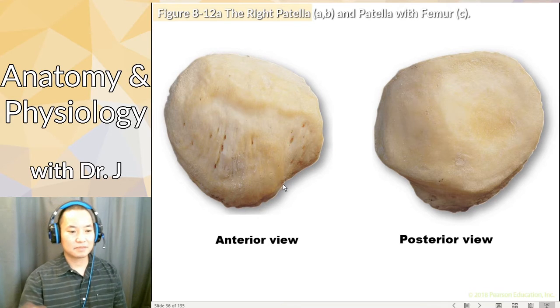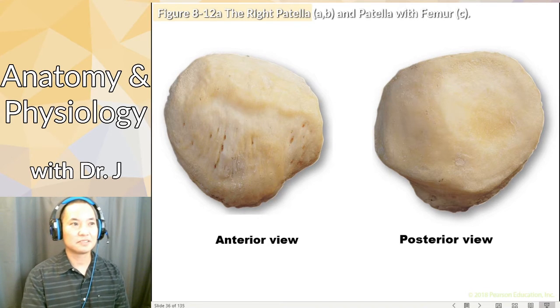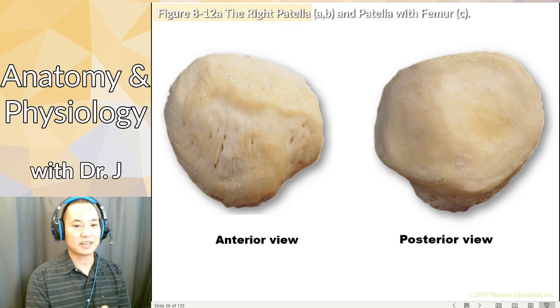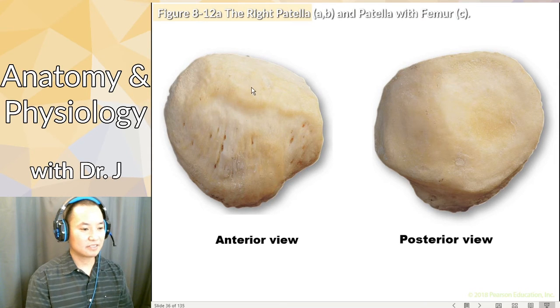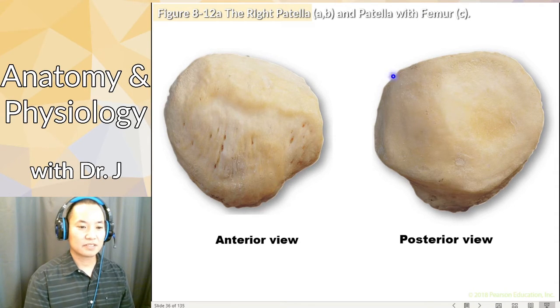All right, so then right below, a little more distal, or at the distal end of the femur, you have the kneecap, the patella. And what do you notice about the anterior and posterior view? Does it have the same texture? Well, notice that the front surface of the patella is rougher, whereas the posterior view is smoother.